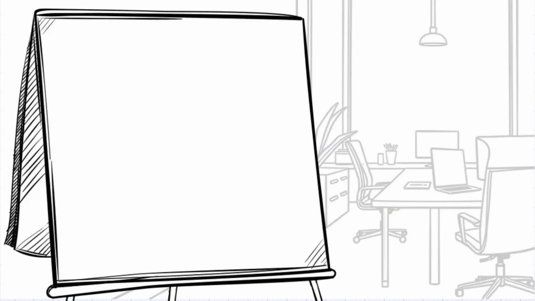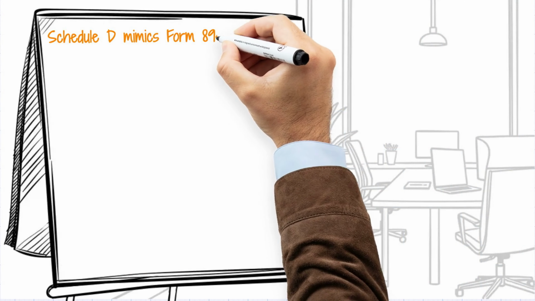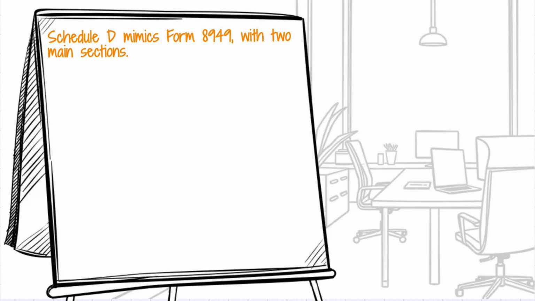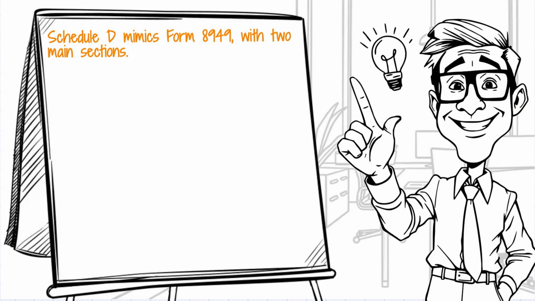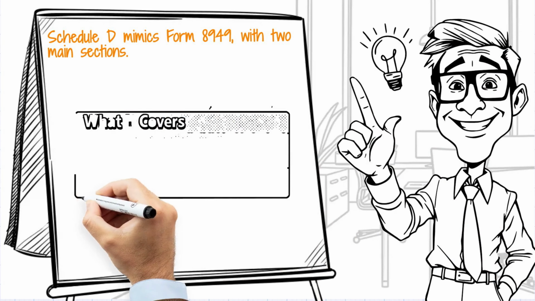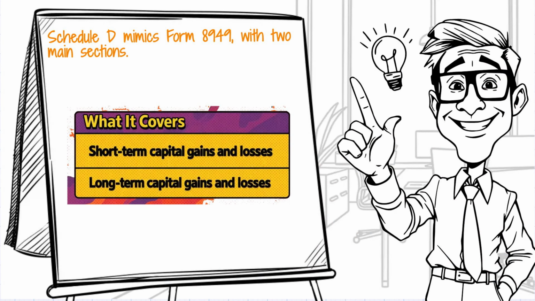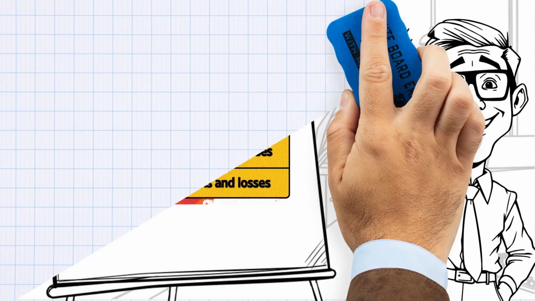Schedule D is mirrored almost exactly like Form 8949, divided into two distinct sections. Part 1 is for short-term capital gains and losses, representing assets held for 1 year or less. Part 2 is for long-term capital gains and losses, for assets held for more than a year.